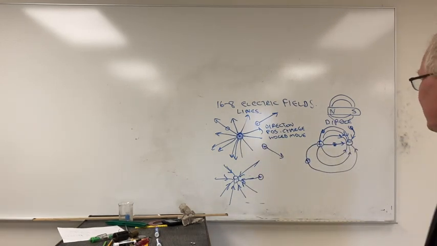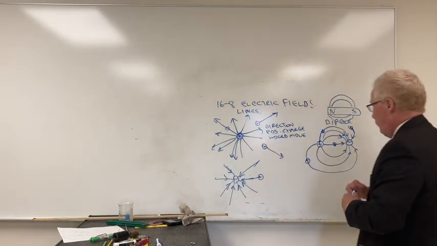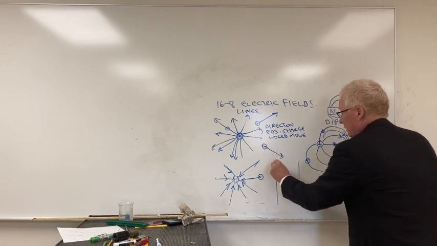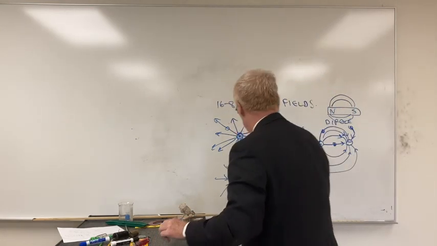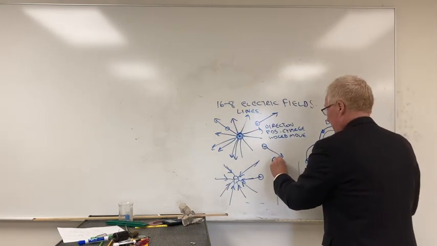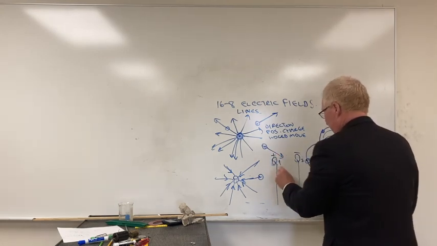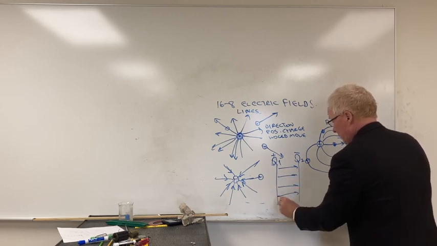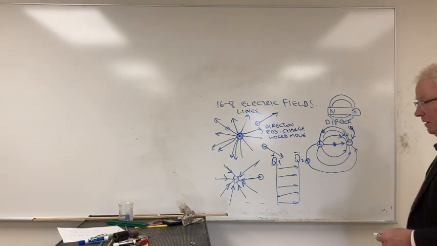So I can summarize that a little bit. If I have two parallel plates, Q1 and Q2, where this is plus and that's minus, the field lines will go straight across. And that's the case there.